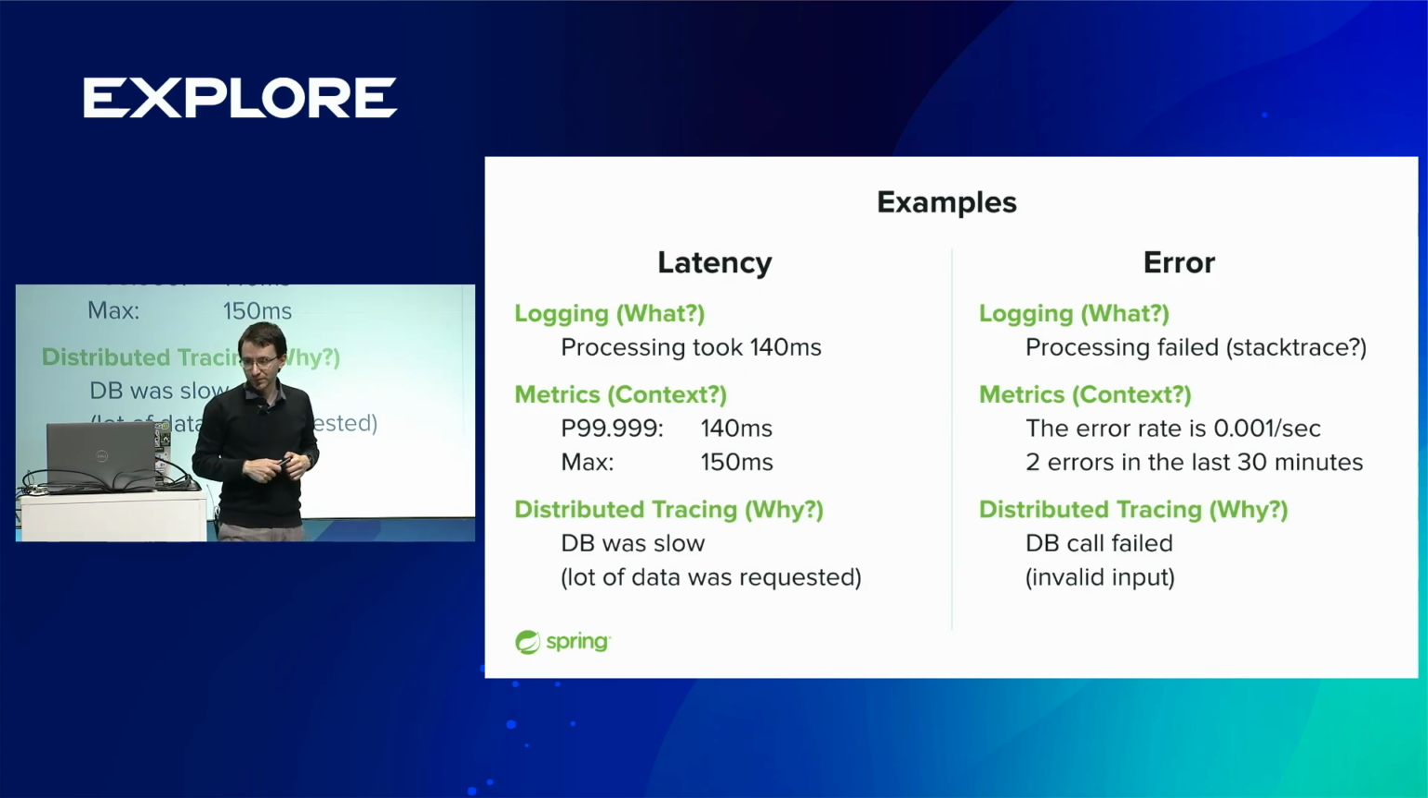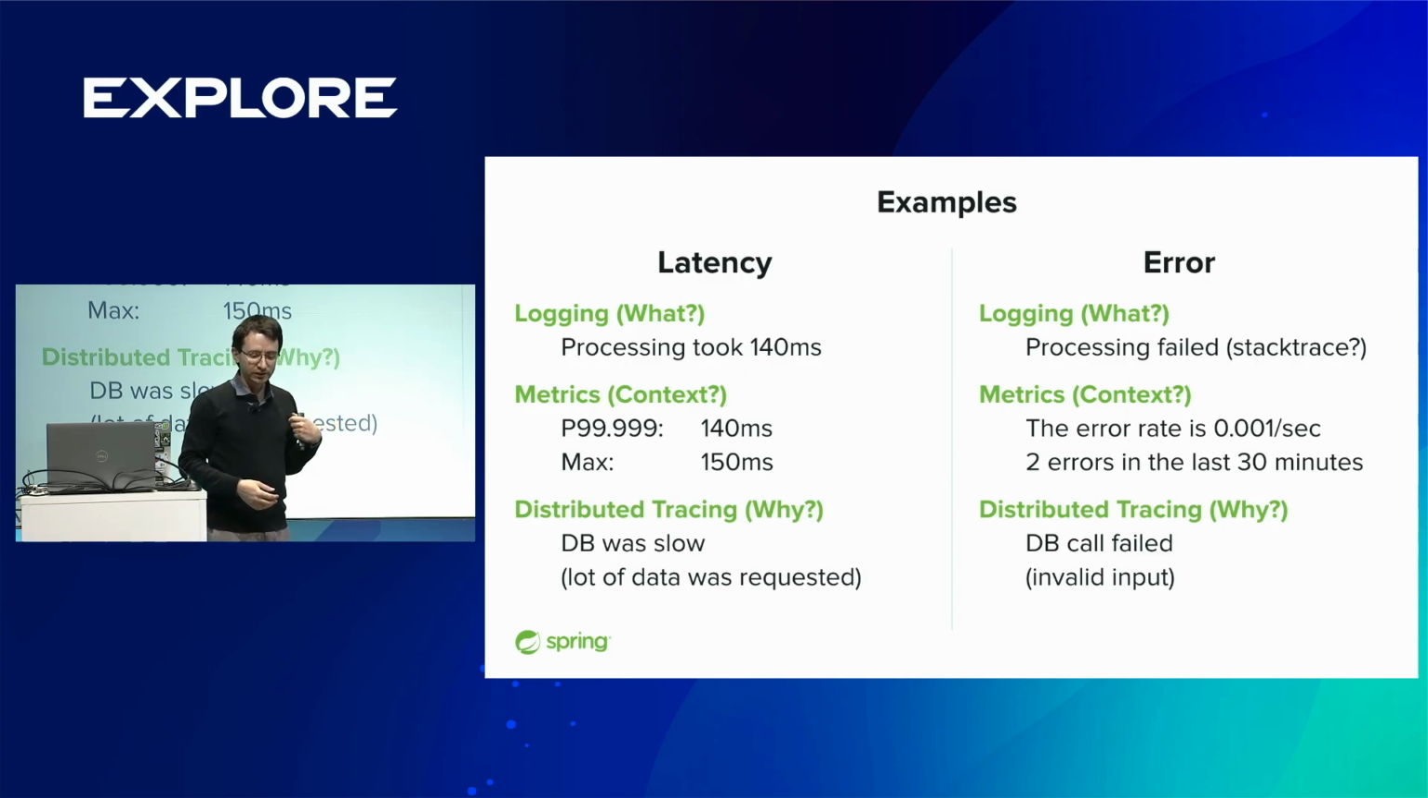The other example is an error scenario. So let's say that you can see an error message in your logs: hey, processing of this request failed, and here is your stack trace. Is it good or bad? Well, it's not good because something failed. But what is the blast radius? Is everything failing or is it just a one-off? We don't know, we don't have that context.